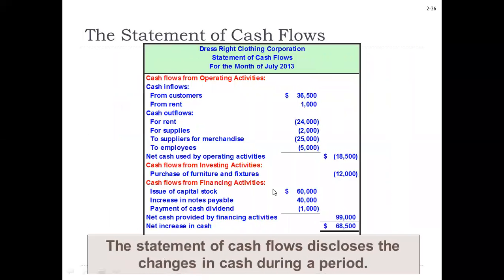Statement of cash flows. We'll look at that in more detail near the end of the course. But the statement of cash flows shows where cash comes from and where cash goes to. So it shows the ins and the outs of cash to show how much cash increased or decreased during the accounting period. So there's a special statement specifically for cash.